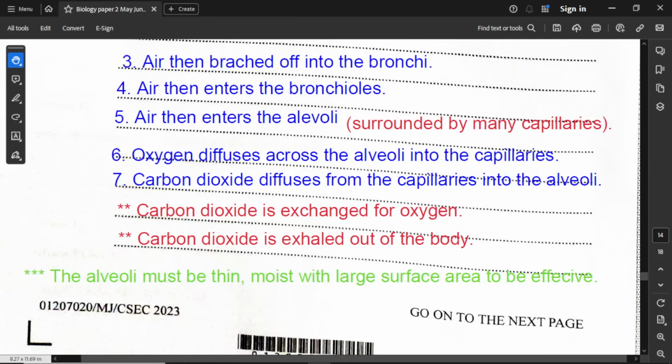So you must mention that. Please mention that. Write down those. All right, I should have written down all of that, but space. All right, the next thing to make note of is that the alveoli must be thin, moist, with large surface area to be effective in gaseous exchange. So this bit of information is very important for you to understand the whole process of breathing and gaseous exchange.